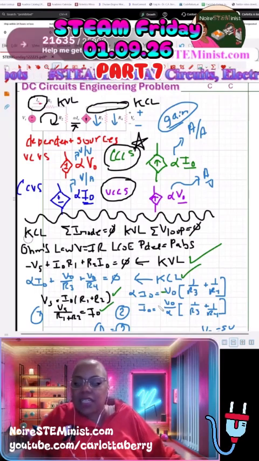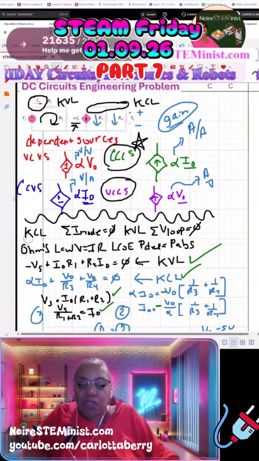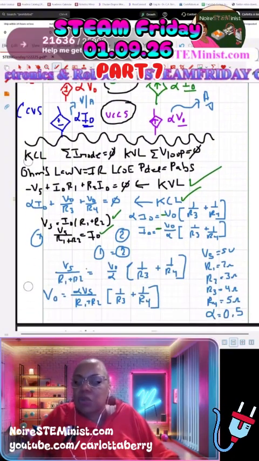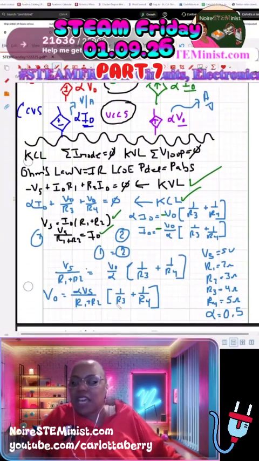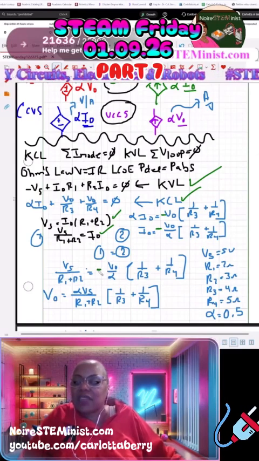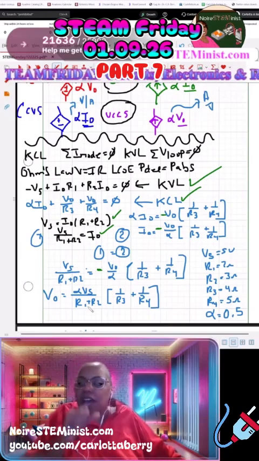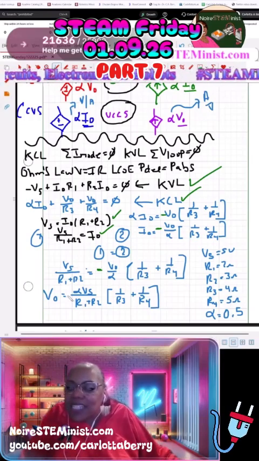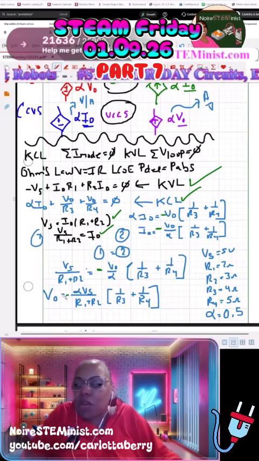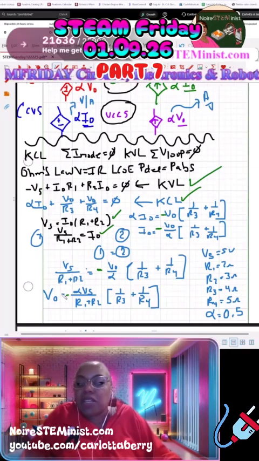So alpha I naught here should be negative V naught over alpha. We lost our minus sign somewhere. So when I did my substitution, I should have Vs over R1 plus R2 equals negative V naught over alpha times 1 over R3 plus R4. So V naught equals negative alpha Vs over R1 plus R2 times 1 over R3 plus 1 over R4.